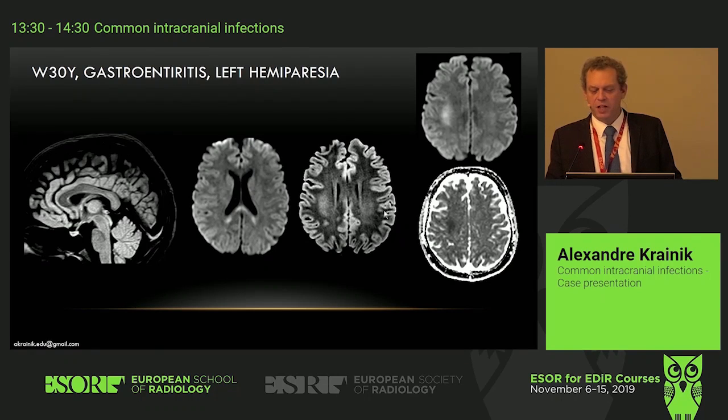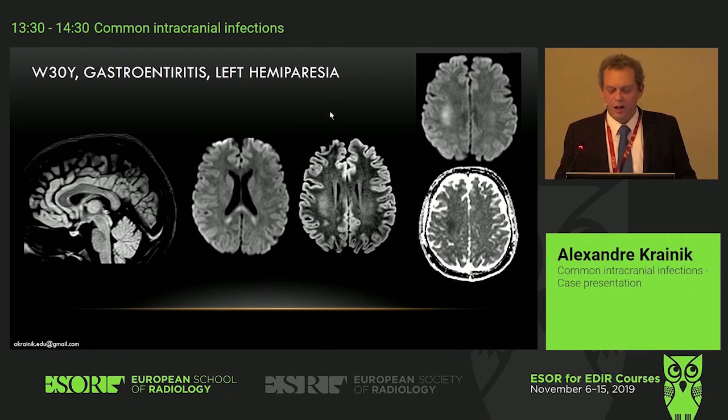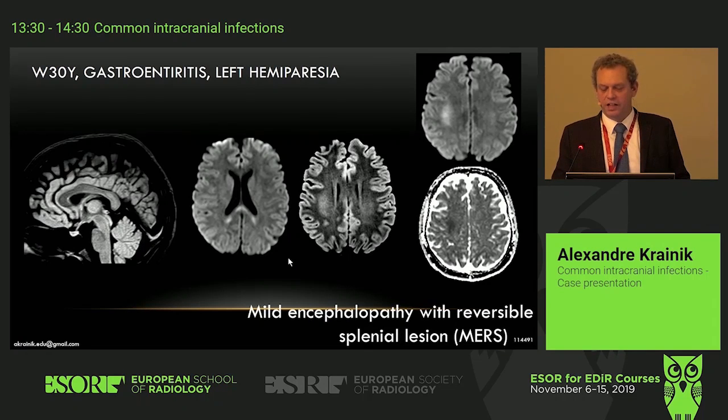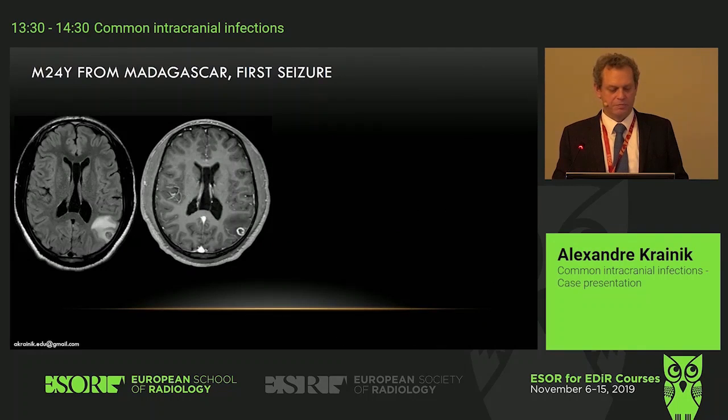Sometimes you have additional lesions here in the white matter. Then in a certain way, it's a kind of encephalitis. But what is very suggestive is this splenial lesion that is reversible, and actually 2 months later there was nothing to see anymore. And it was a case of MERS syndrome.